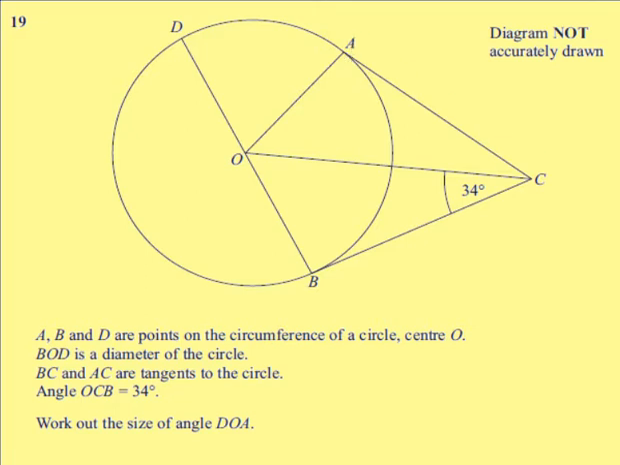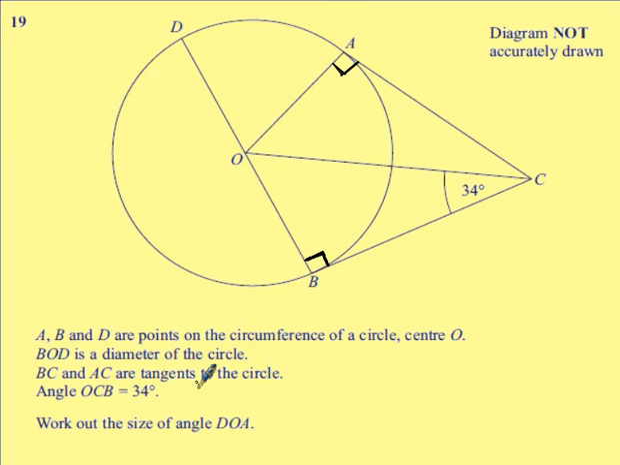Now, we know for a fact that a tangent will meet a radius at 90 degrees. So I know that this here is a right angle. And again, it doesn't look like it, and that's why it says here the diagram is not drawn accurately, because this doesn't look like a right angle, but we know, because we're told that this is a tangent, that it has to be a right angle.